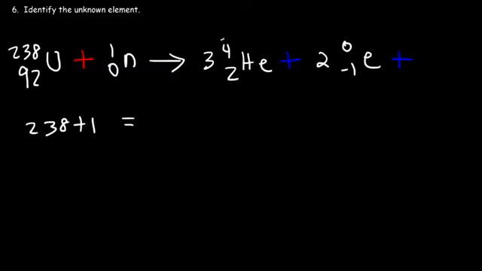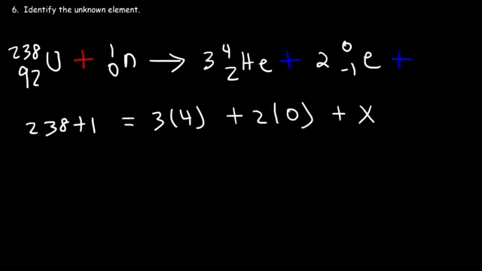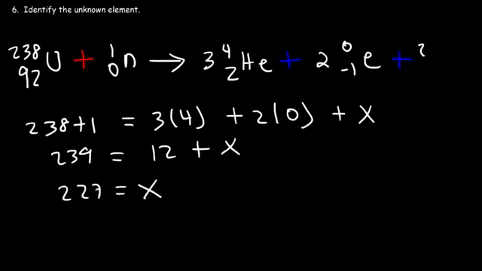So we have 3 alpha particles, each with a mass of 4, so that's going to be 3 times 4, and the mass of the beta particle is 0, and let's say x is the mass of the unknown element. So 238 plus 1 is 239, and 3 times 4 is 12. So x has to be 239 minus 12, which is 227. So that's going to be the mass of the unknown element.